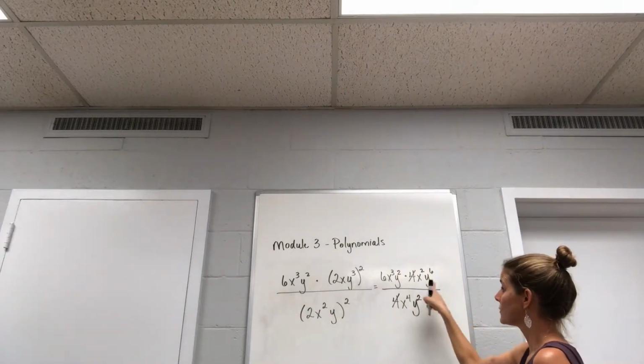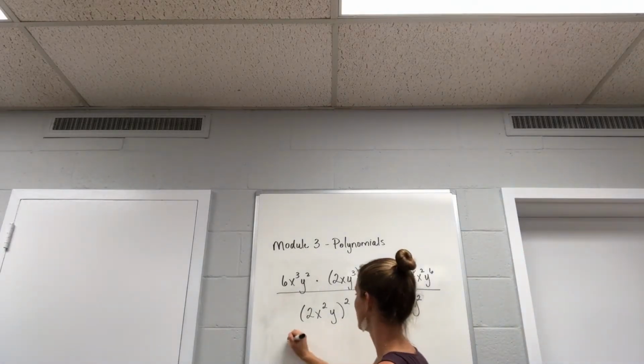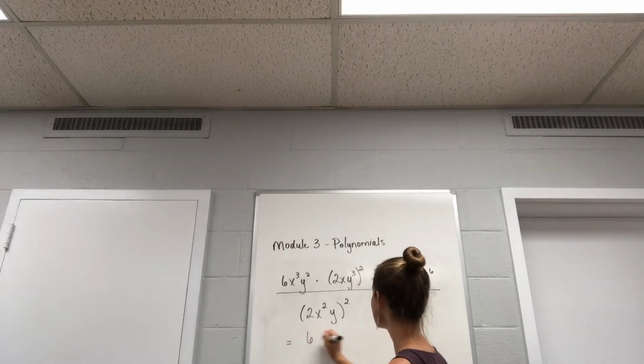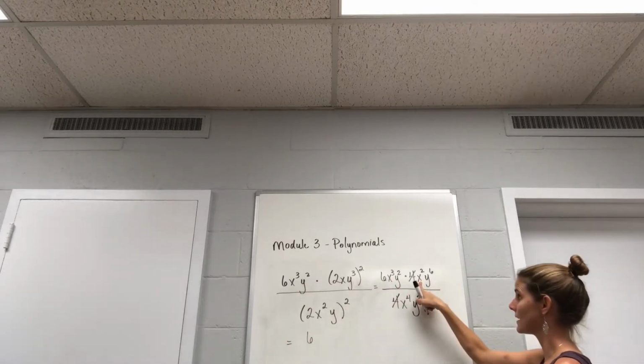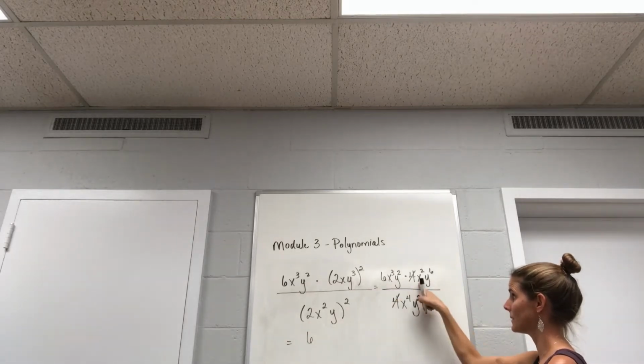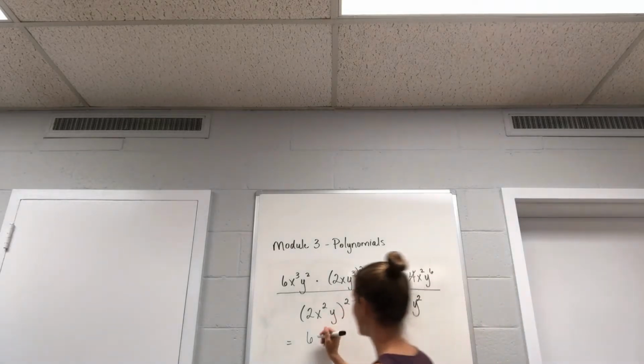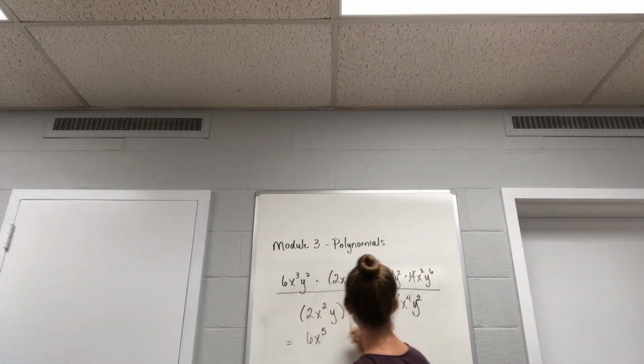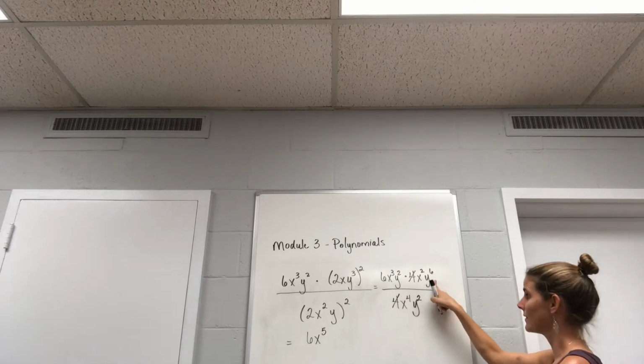Okay, now I'm going to combine this numerator. So we're going to get 6 and then x cubed times x squared. We add those exponents because, again, this is a product. So we add the exponents. So x to the fifth, and then y squared times y to the sixth.